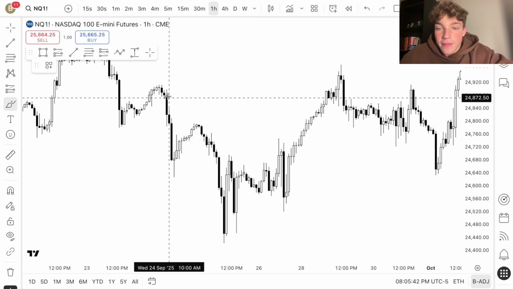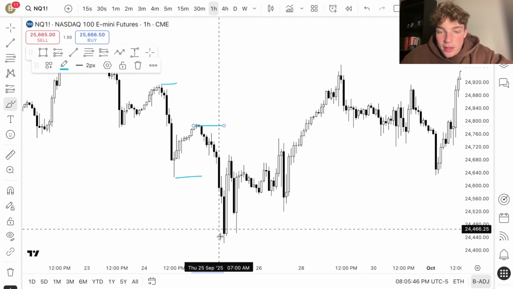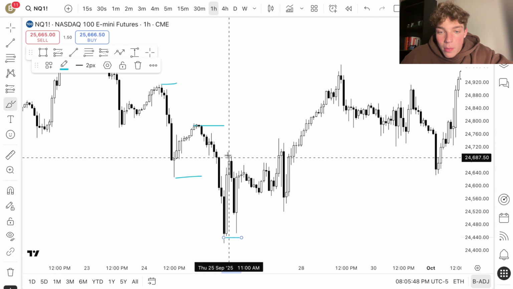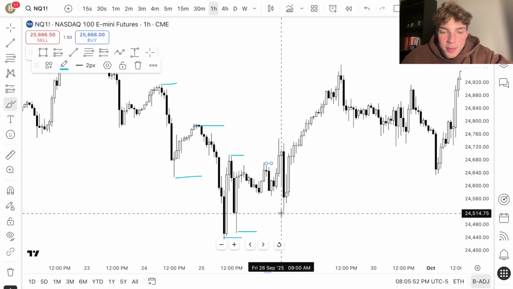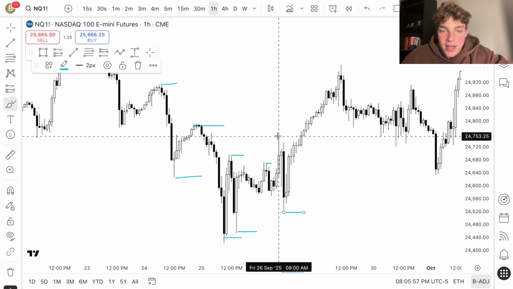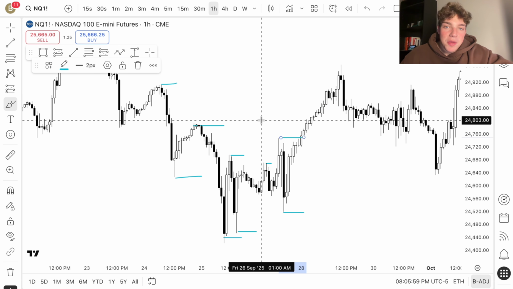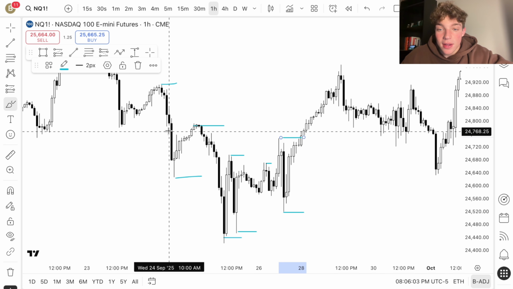So a perfect example I found was right here, where we were making lower highs, lower lows. We were in a clear downtrend. But what you start seeing is the market slows down, we start going sideways, but then you start seeing higher lows get put in, and then we see a higher high get put in. We know that the market has officially switched directions once we get that higher high form.